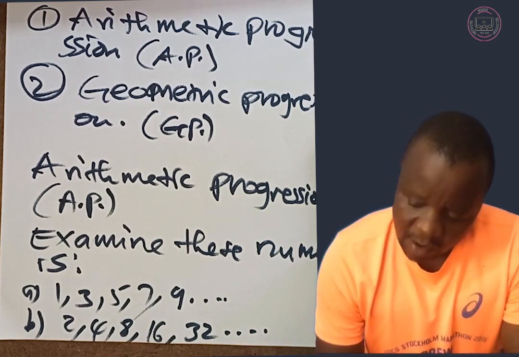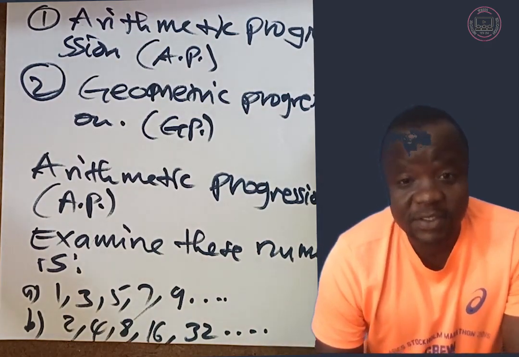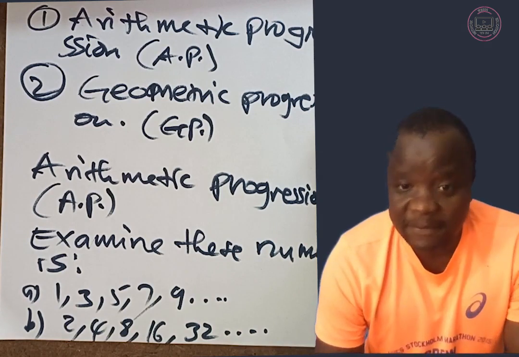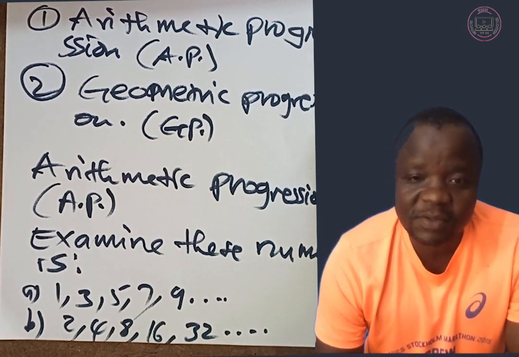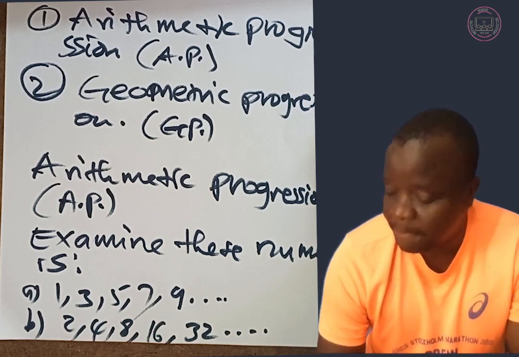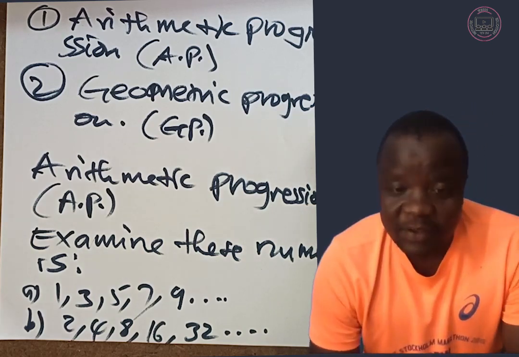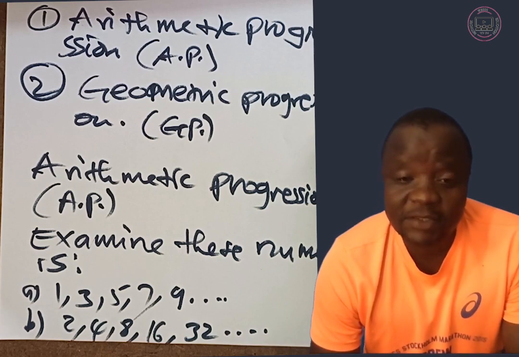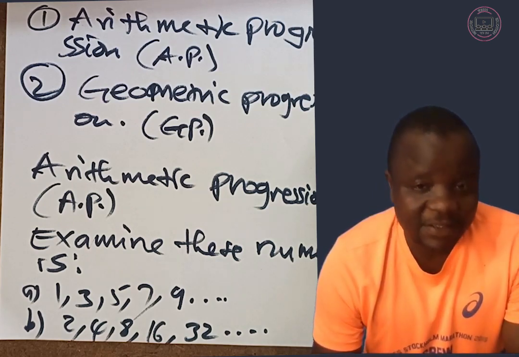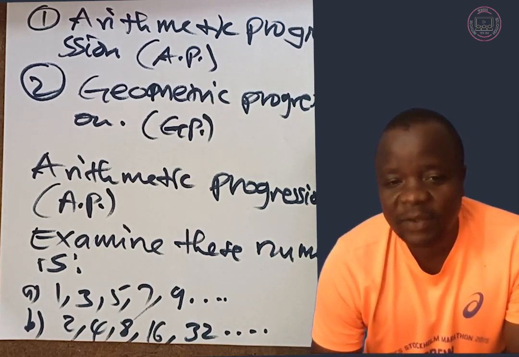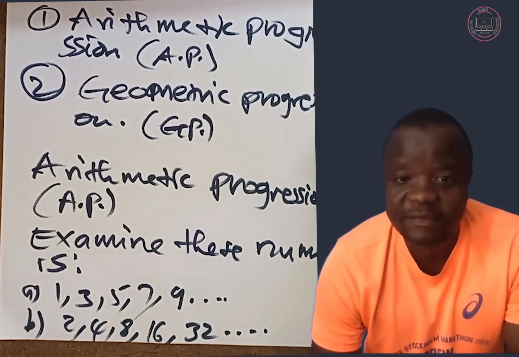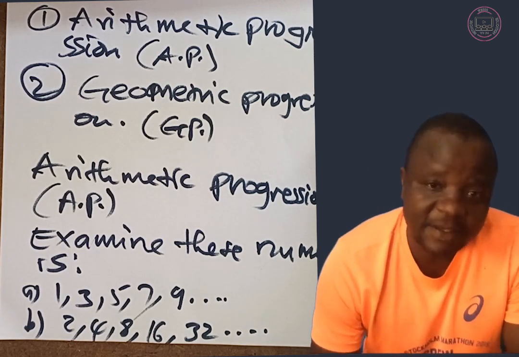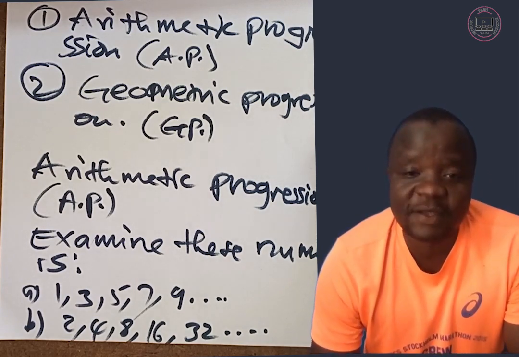Now, when we talk of an arithmetic progression, what do we actually mean? When we talk of an AP, remember I said we can use the abbreviation AP. An AP is a sequence whereby there is a fixed term. The difference between two consecutive numbers gives us a fixed term. We are talking of the difference.